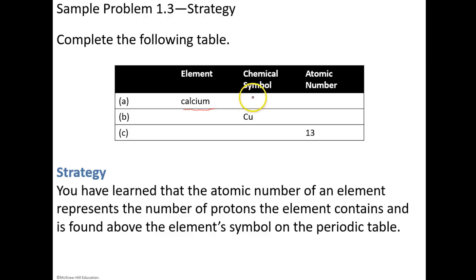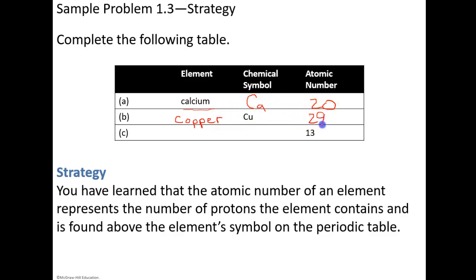Okay, we are back. I'm assuming you paused it and you are back. So the symbol is capital C, lowercase a. That should be the symbol for calcium. The atomic number, or the number of protons, that's the same thing, is 20. All right, Cu, not CU Boulder, but Cu as in copper. And the atomic number, which is the protons, is 29.